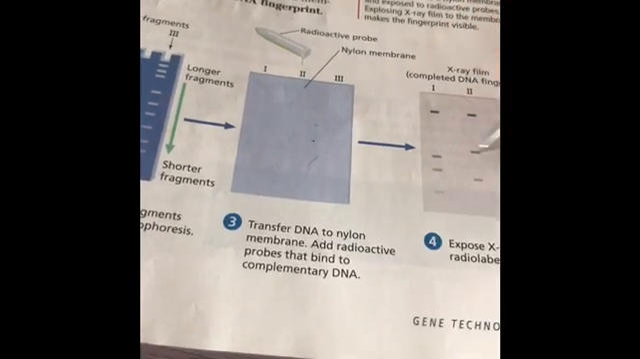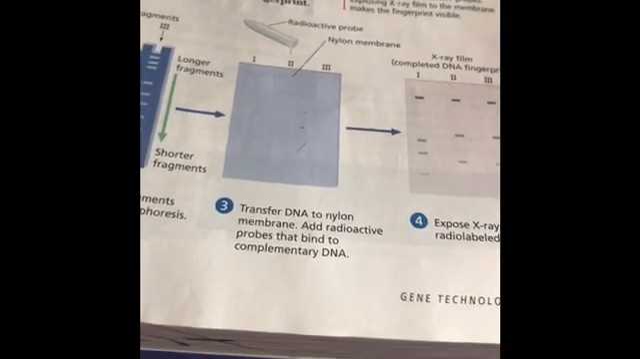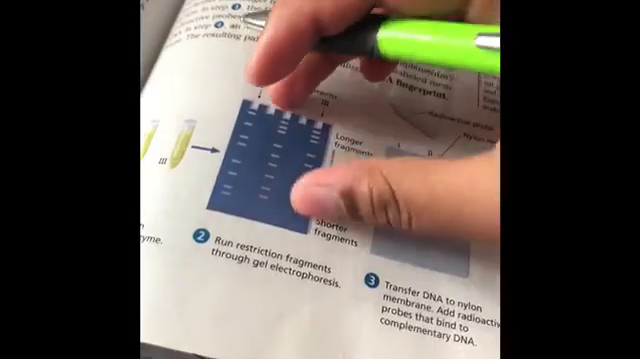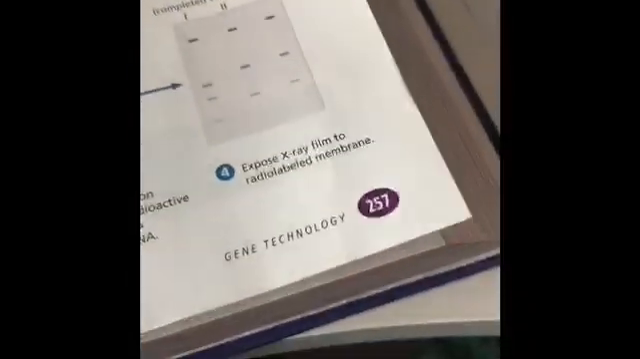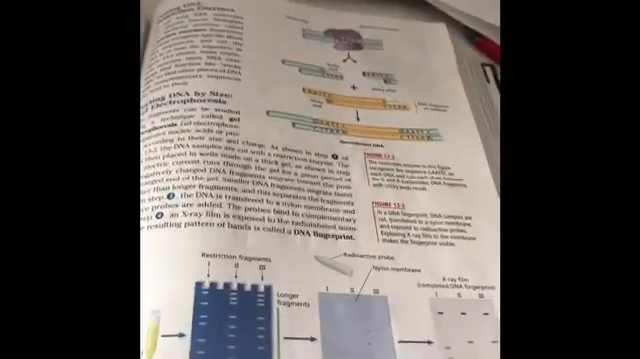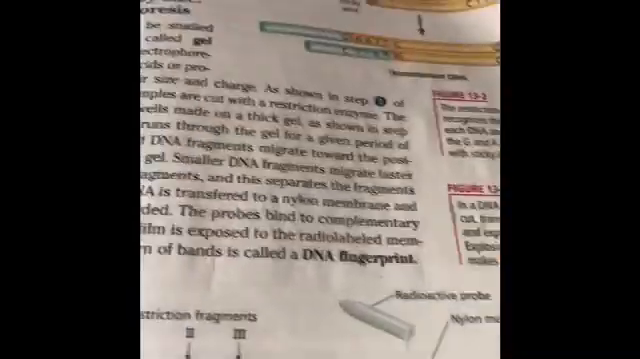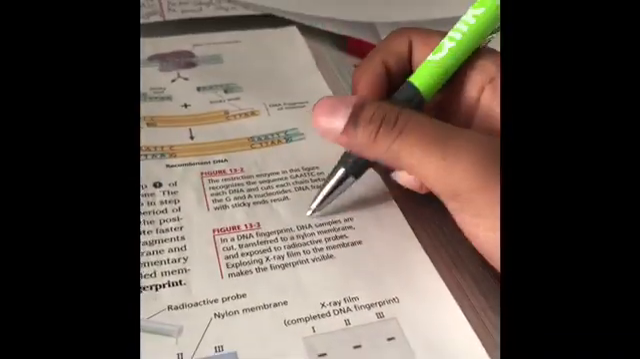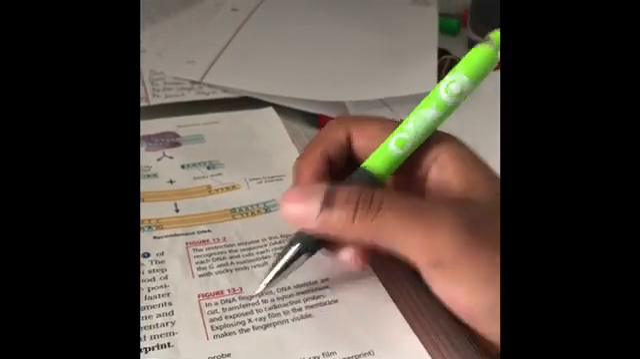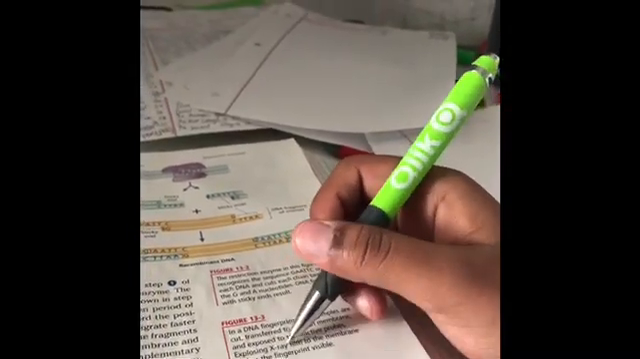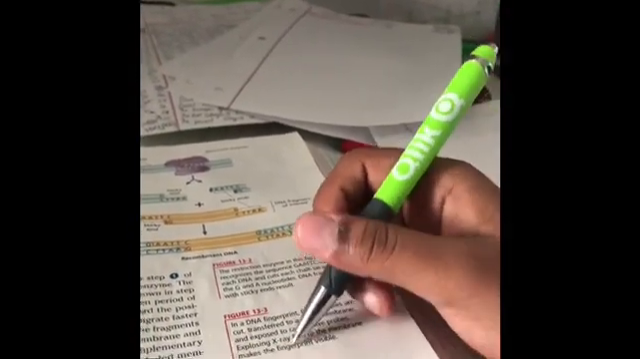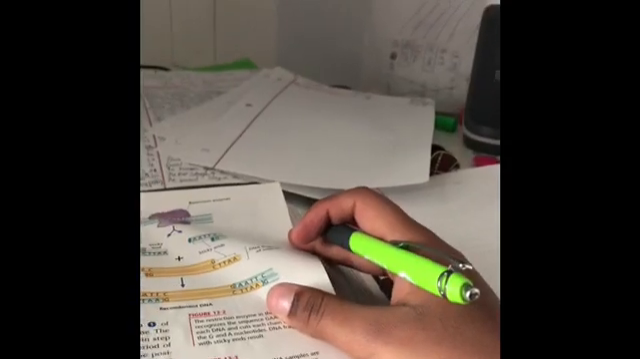Those are the resulting patterns from the different sizes of DNA fragments, and that is sorting DNA by size, which is called gel electrophoresis. I don't know how to pronounce it. A DNA fingerprint: DNA samples are cut, transferred onto a nylon membrane, and exposed to radioactive probes. Exposing X-ray film to the membrane makes the fingerprint visible.